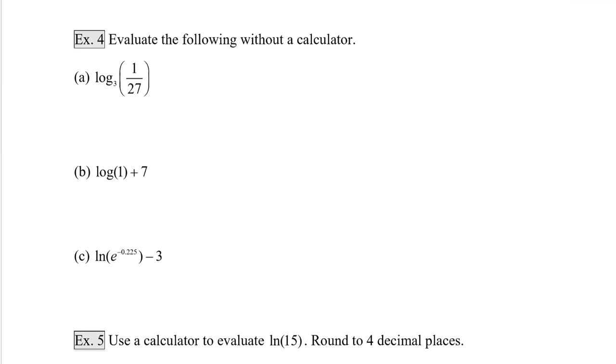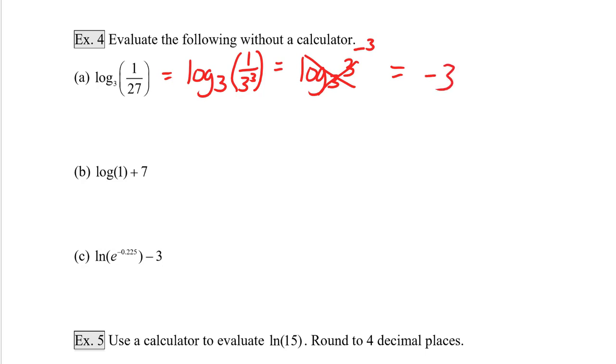Example 4, evaluate the following without a calculator. Log base 3 of 1 over 27. Well, let's think about 1 over 27. We have log base 3 of 1 over 3 cubed, because that's what 27 is. And I can rewrite this again as log base 3 of 3 to the negative 3, because 1 over 3 cubed is the same as 3 to the negative 3. Now because the base of the log and the base of the exponent are equal, they cancel out, and our answer is negative 3.